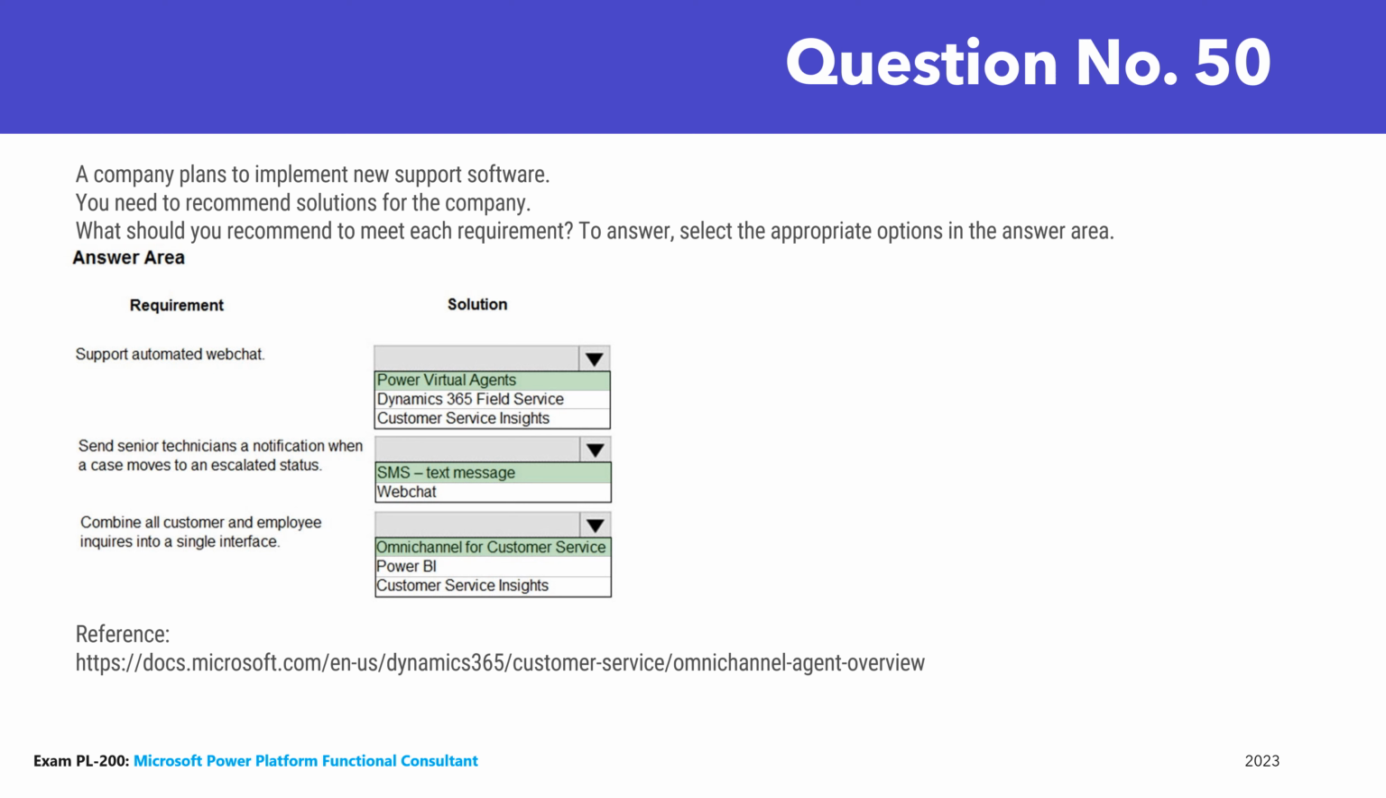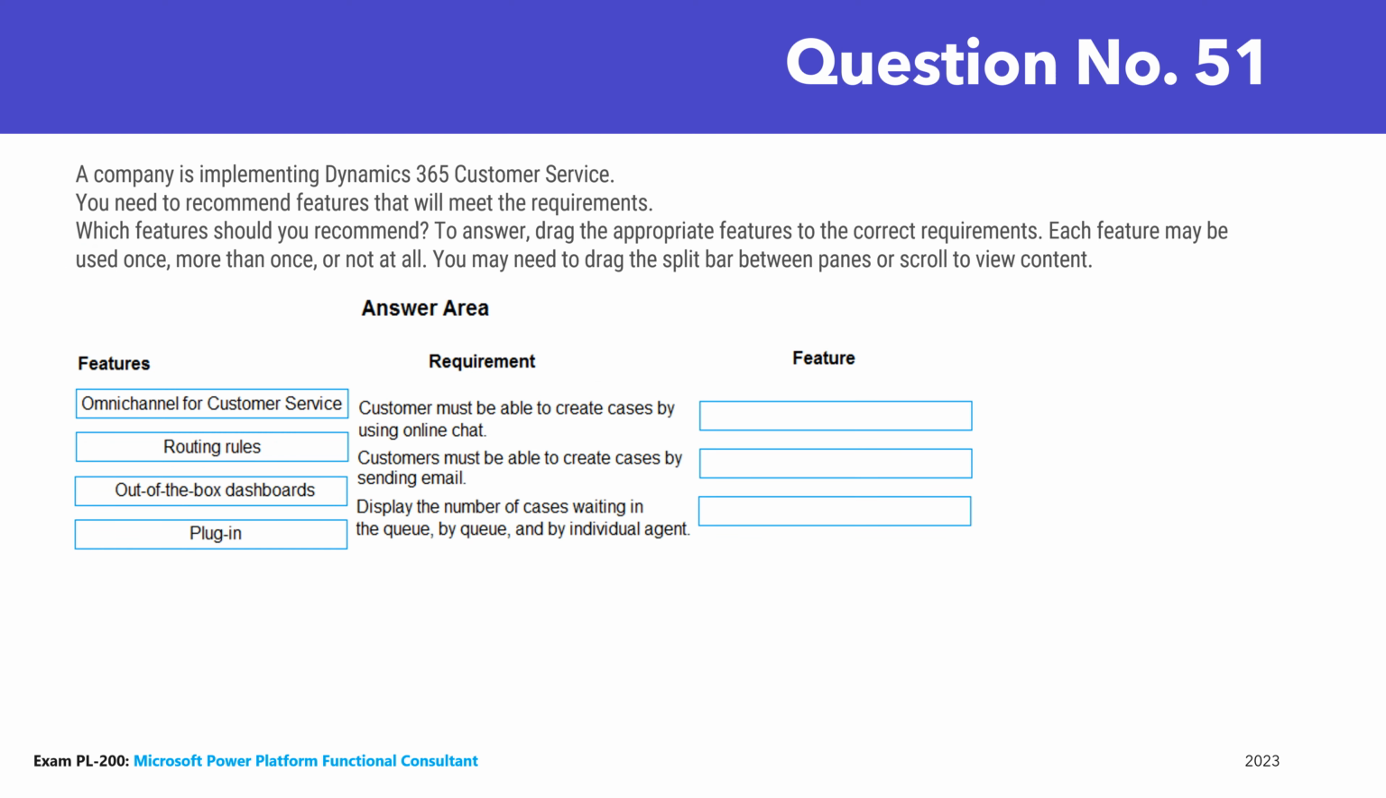Requirement: combine all customer and employee inquiries into a single interface. Omnichannel for customer service. A company is implementing Dynamics 365 Customer Service. You need to recommend features that will meet the requirements. Which features should you recommend? To answer, drag the appropriate features to the correct requirements. Each feature may be used once, more than once, or not at all. You may need to drag the split bar between panes or scroll to view content.